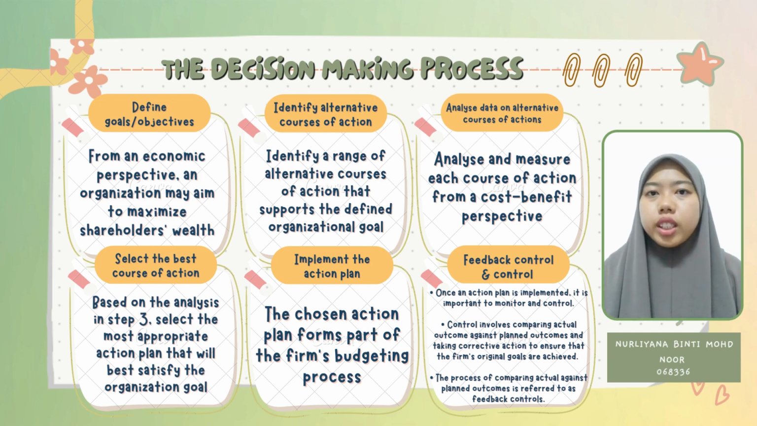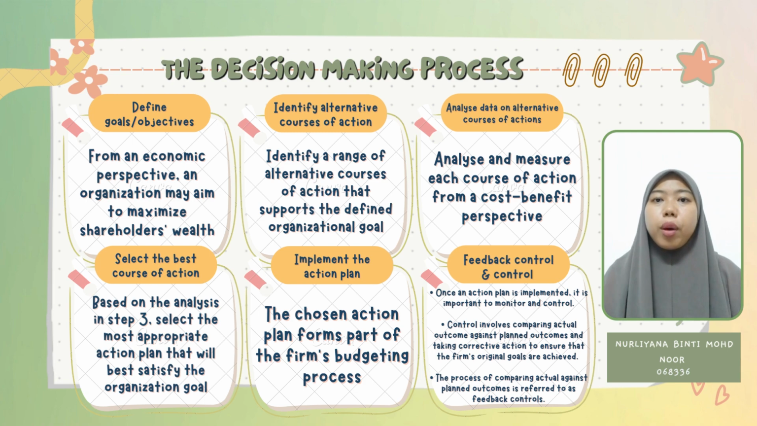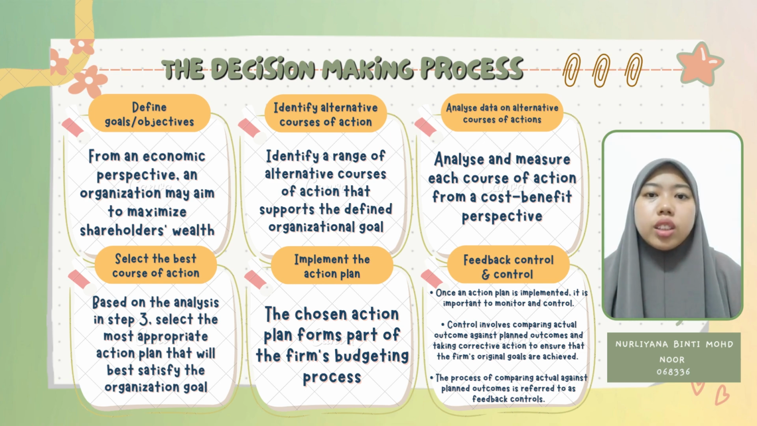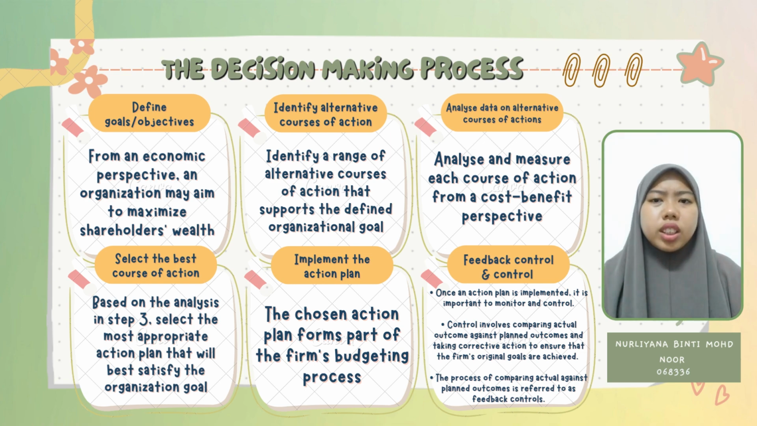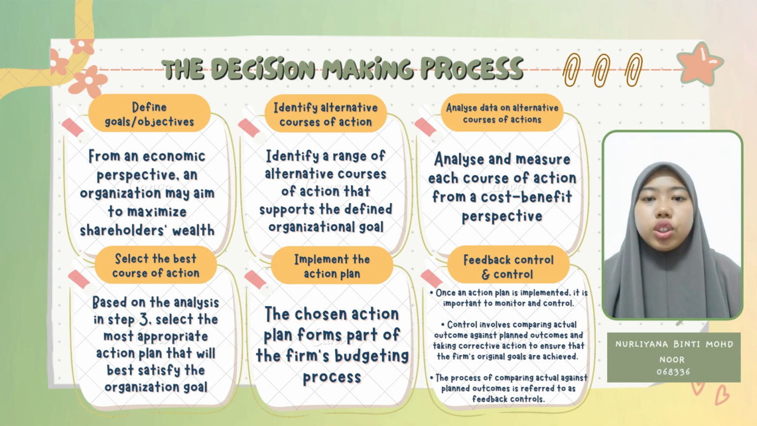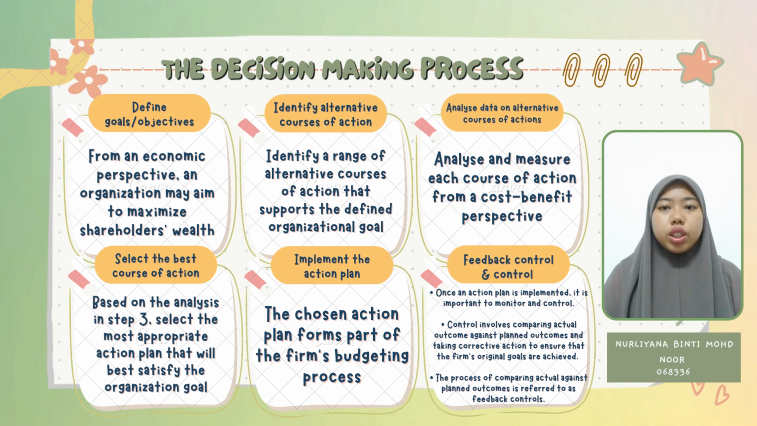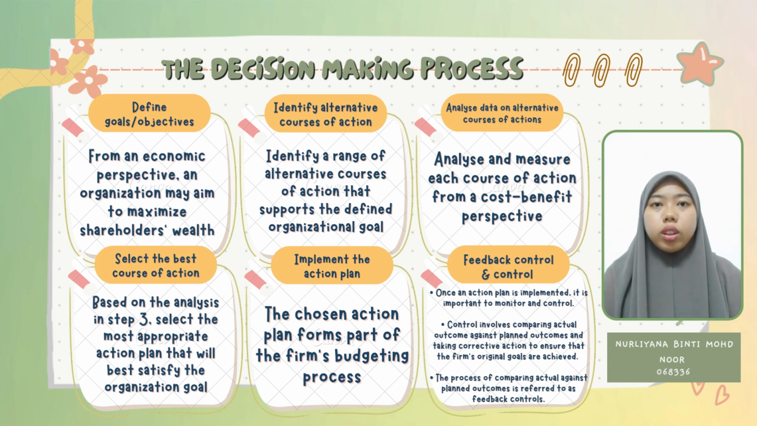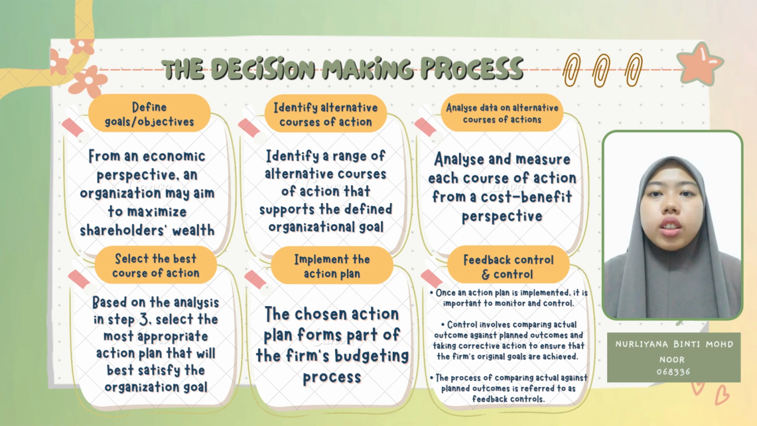The decision-making process, which is intertwined with the planning and control process, is basically concerned with choosing the best alternative from a range of competing alternative courses of action. In any organization, the decision-making process is continuous. Each decision begins with planning and ends with control. The decision-making process generally involves the following key steps. First, define the organizational goals or objectives. From an economic perspective, an organization may aim to maximize shareholders' wealth. Second, identify alternative courses of action.